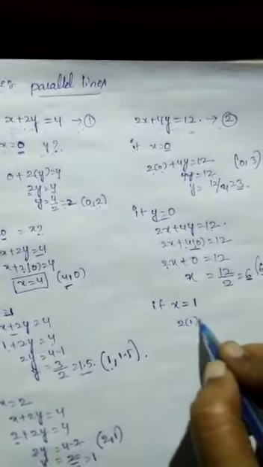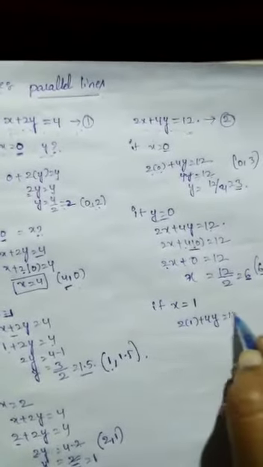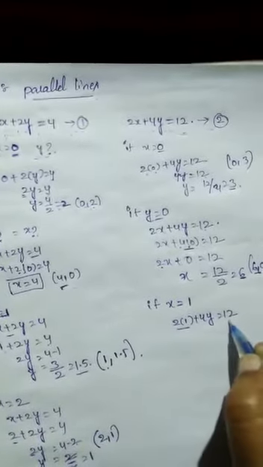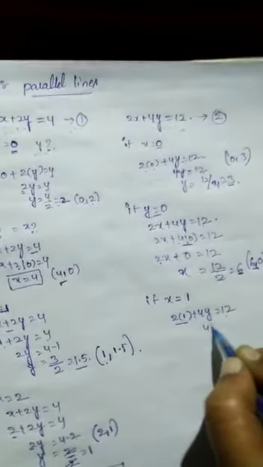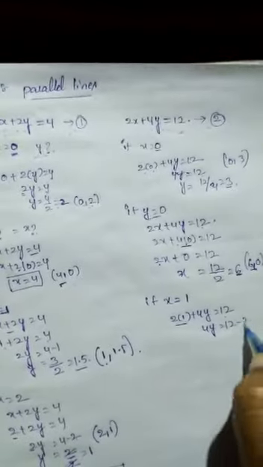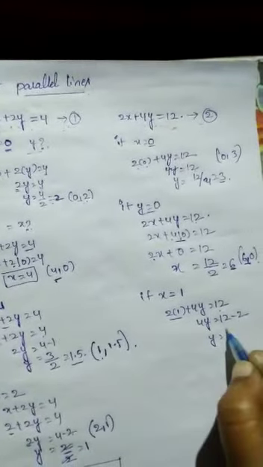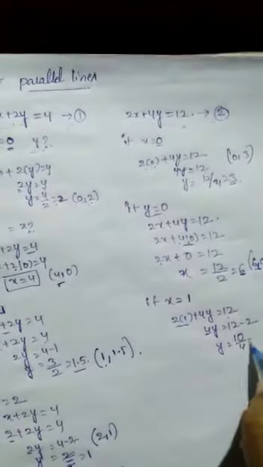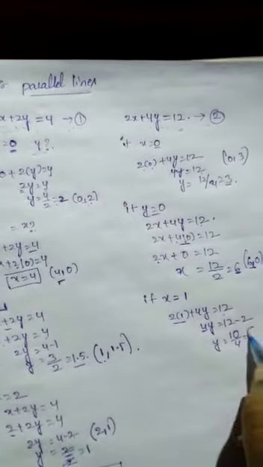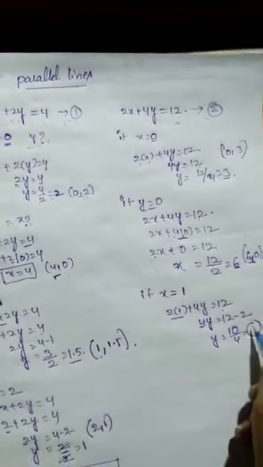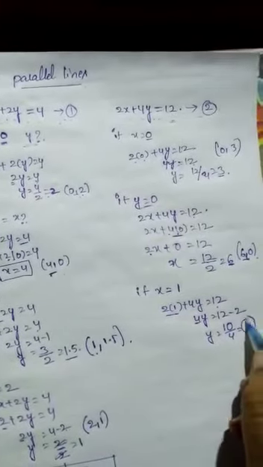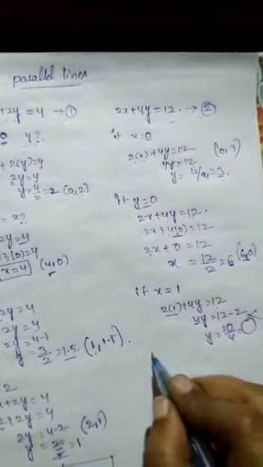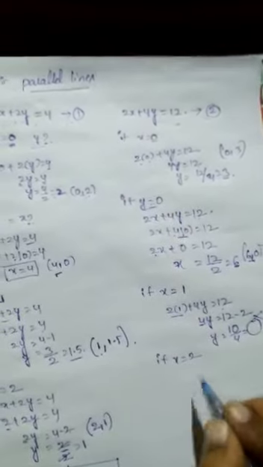If x equal to, I take 1: 2 into 1 plus 4y equal to 12. 2 into 1 is 2, so 4y equal to 12 minus 2, which is 10. y equal to 10 by 4, which is equal to some fractional value. So it is very difficult to plot the graph, so skip this point.